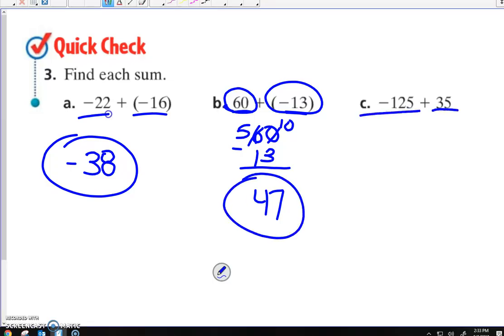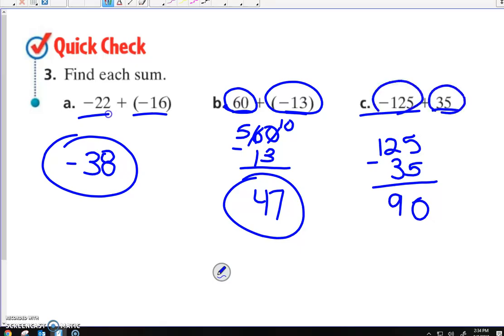Negative 125, positive 35. They're different. We have to subtract, so 125 minus 35. 90. Now I got to look. There's negative 125, positive 35. There's more negatives. My answer is negative. Negative 90.